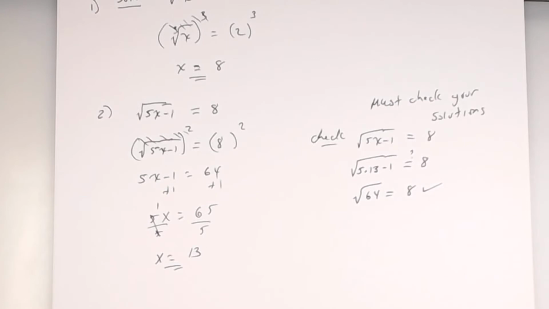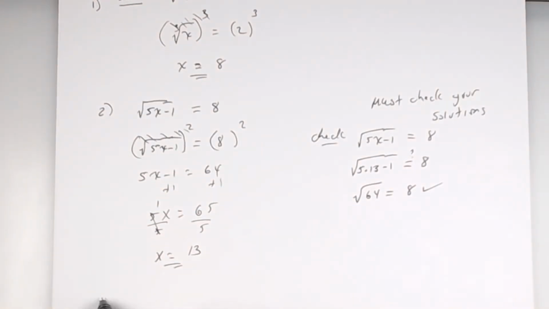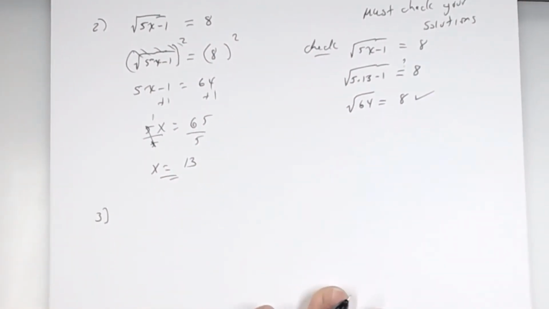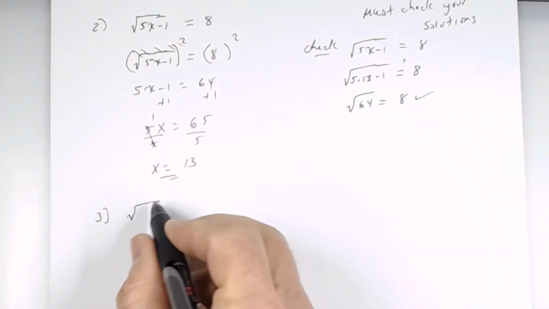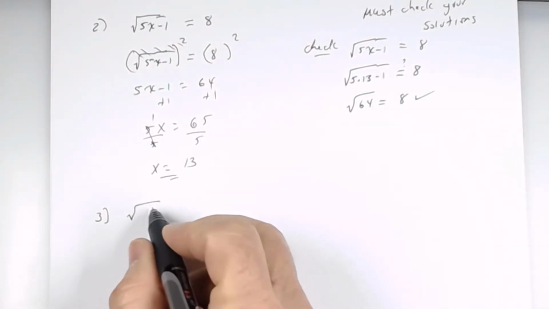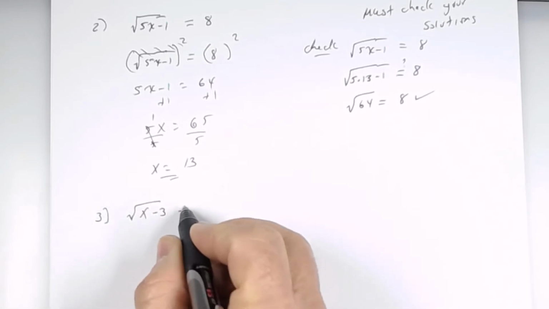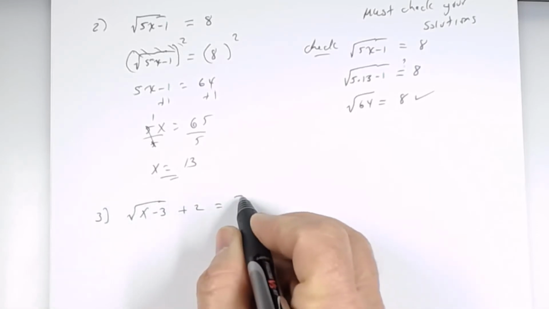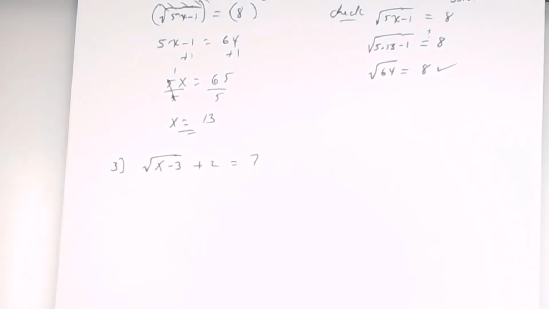All right, number 3. Let's suppose I had this. You have the square root of x minus 3 plus 2 equal 7. So the square root of x minus 3 plus 2 equals 7. All right, so what's the first thing I got to do? Subtract 2.